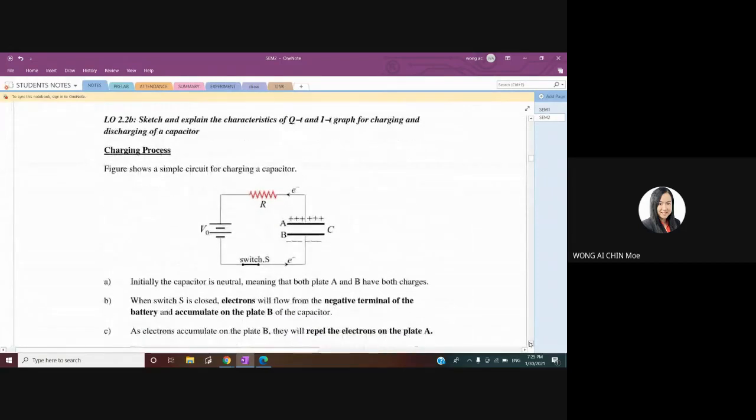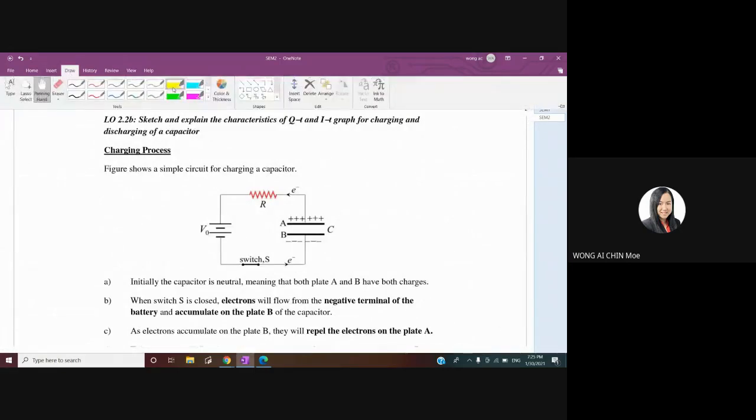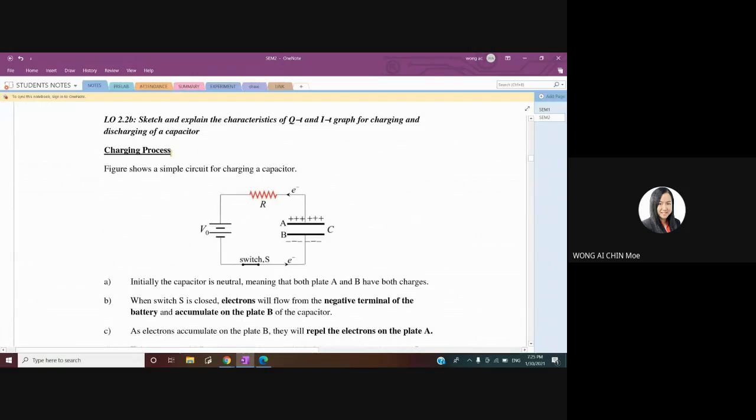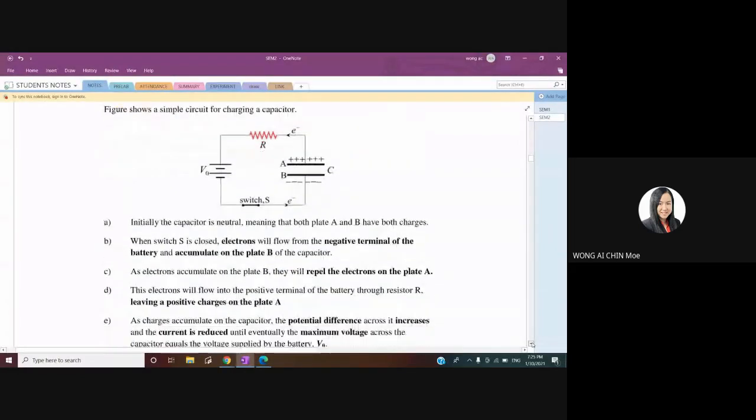So this is 2.2b, which is a charging process. I will explain first what the charging process is.